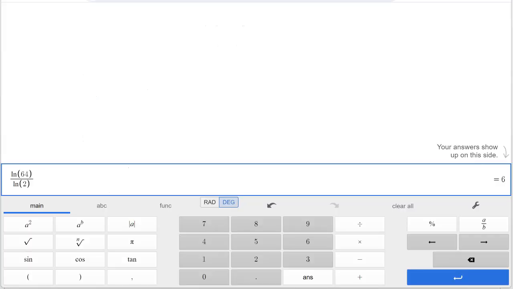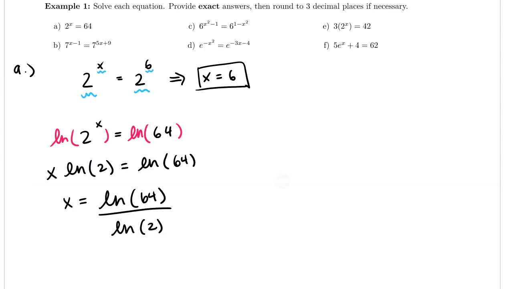Notice here I went ahead in my calculator, typed in natural log of 64 divided by natural log of 2, and we can see that that is equal to 6, just like we got previously. So again, this is equal to 6. All right, let's move on to part B.